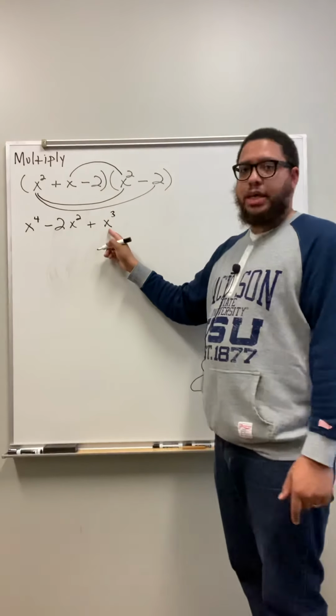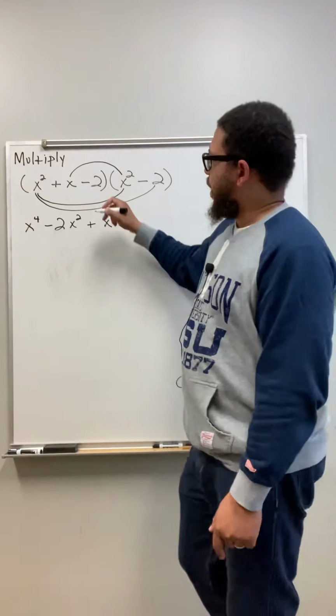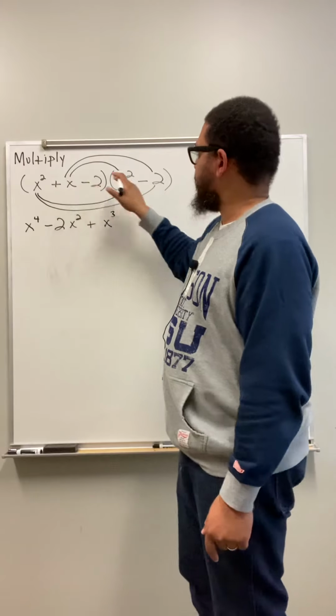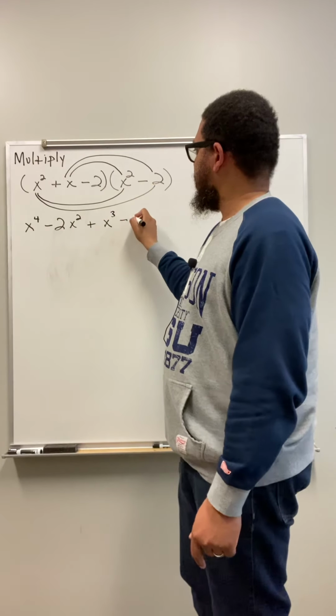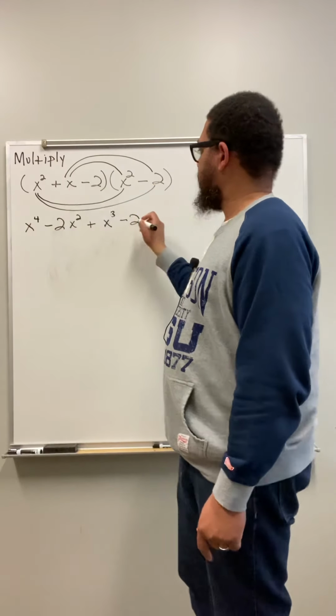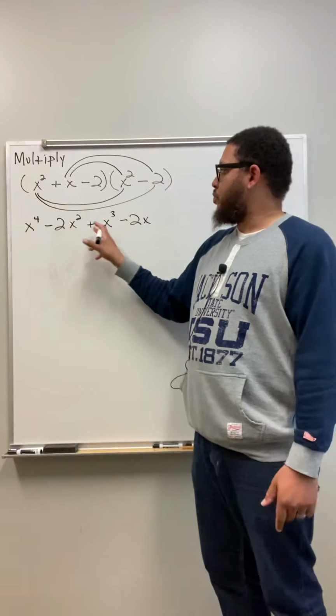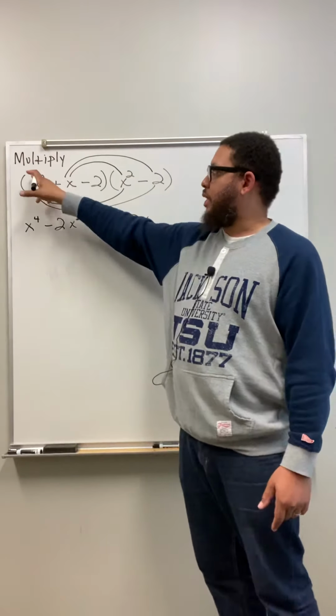So now that becomes x to the 3rd power. And then I got to also multiply x by negative 2. So I got this invisible 1 in front of here, which gets multiplied by negative 2. And then I just attach the x to the negative 2. So now I got 1, 2, 3, 4 terms because I multiplied this term by both of these and this term by both of these.